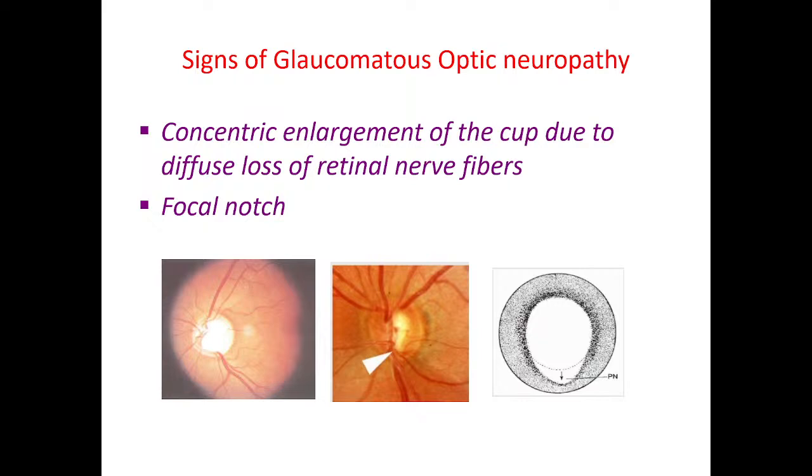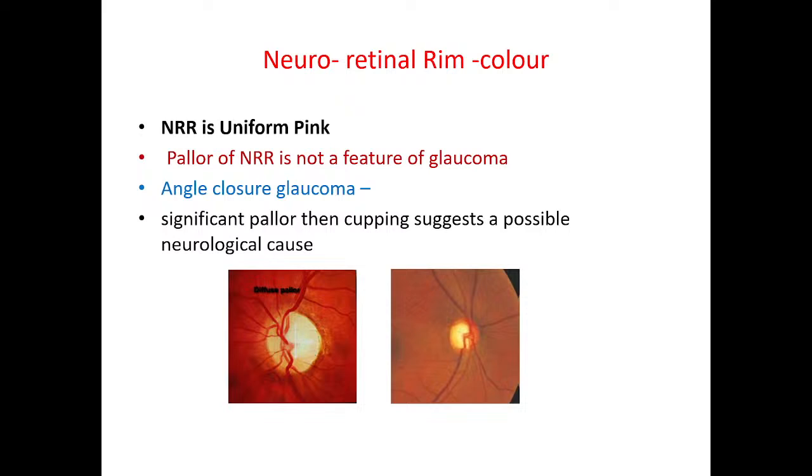Can you see this in the diagram? There is a notch here, a vertical elongation of the cup, with an inferior notch here. And a nerve fiber layer defect is also seen here. Can you see here again? It is a thinning of the NRR, and there is also an acute angulation of the blood vessel. So this is how you see the NRR for focal loss or concentric loss.